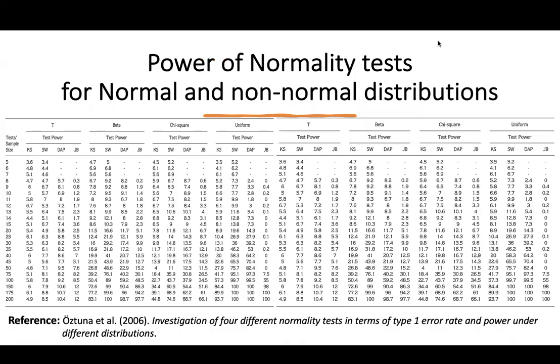Researchers have studied and compared the type 1 error rate and the power of normality tests under different distributions and concluded the most powerful normality test for normal and non-normal distributions respectively. We can see from the results that many of these tests have low power in smaller sample sizes. And therefore, the normality test may not be very useful when the sample size is relatively small.